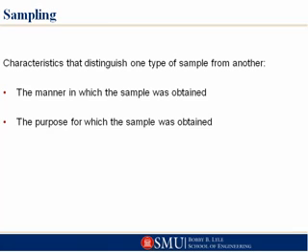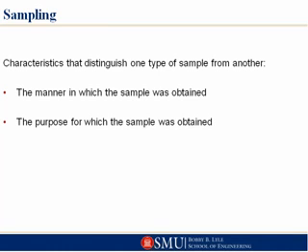Characteristics that distinguish one type of sample from another are the manner in which the sample was obtained and the purpose for which a sample was obtained. The manner is how you structure your sampling, and it goes back to what I was saying before: how representative is your sample of your true population, and making sure that you have an unbiased sample, so that it is maximizing the representation of your population.